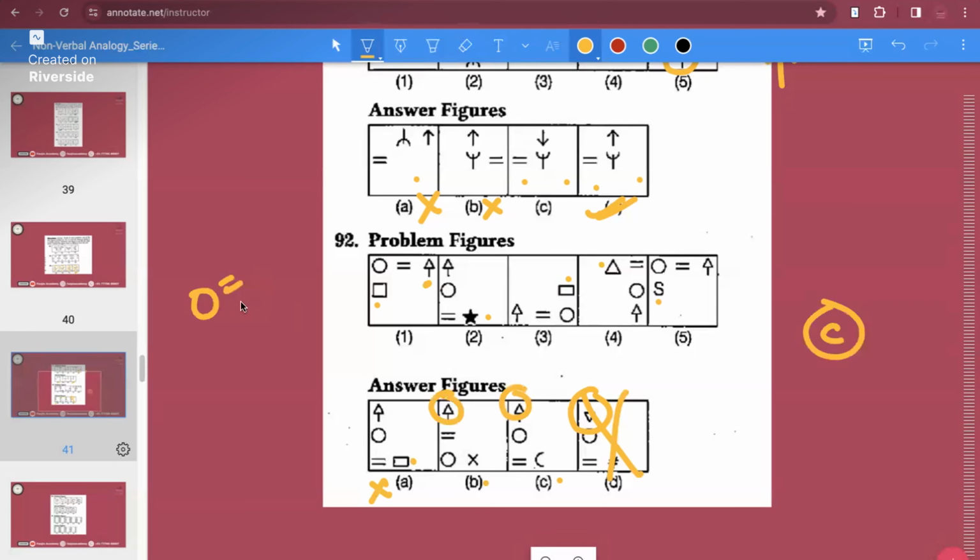Zero and this have changed places from 1 to 2, right? And from 2 to 3 again, they have changed places, and again from 3 to 4. Guys, look at it like a train with these two compartments changing their places, with this dotted one as the front of the train. Now, since the circle was at the start, it will be interchanged, and now your equal to sign will come in front and your circle will go back. Right, guys. So that is why C will be your answer.